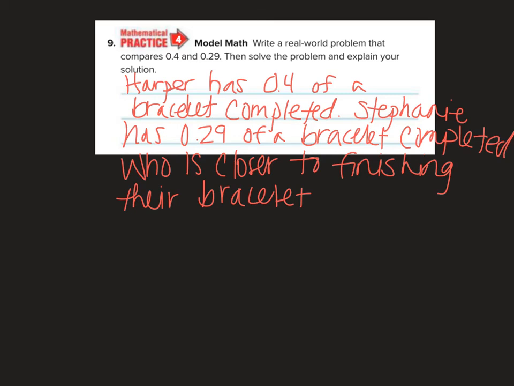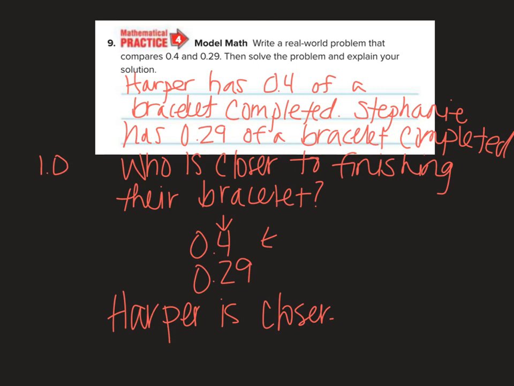So when we're comparing these two, notice I'm comparing bracelets, we would know that 1 would be a completed bracelet, or 100 hundredths, which would also just be 1. Okay, so once they get to 100 hundredths, that whole hundredths box is filled in, they're going to be done. So to see which is bigger, I would notice that Harper is closer to finishing her bracelet. So there we have it.